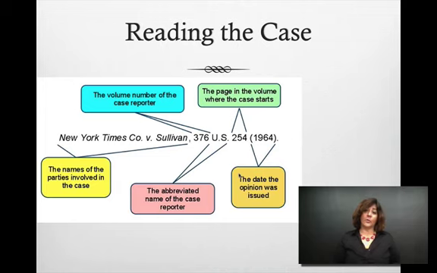The volume number where it appears in the case reporter, which is where court cases are held, is listed next, and then the page and the volume where the case starts is what will follow, and then the last thing that we'll see is the year that the opinion was issued.